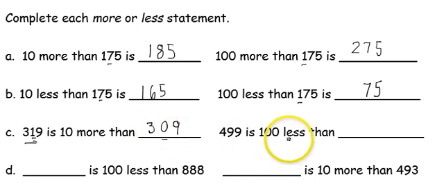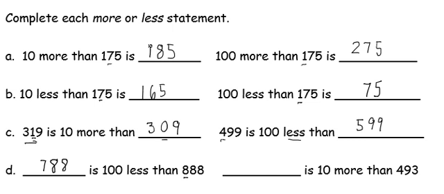499 is 100 less than some other number. So I'm going to focus on my hundreds place. Well, the number 599 fits because 499 is 100 less than 599. For question D, it says blank is 100 less than 888. I'll focus on my hundreds place. I need to go 100 less than 888. That would be 788.